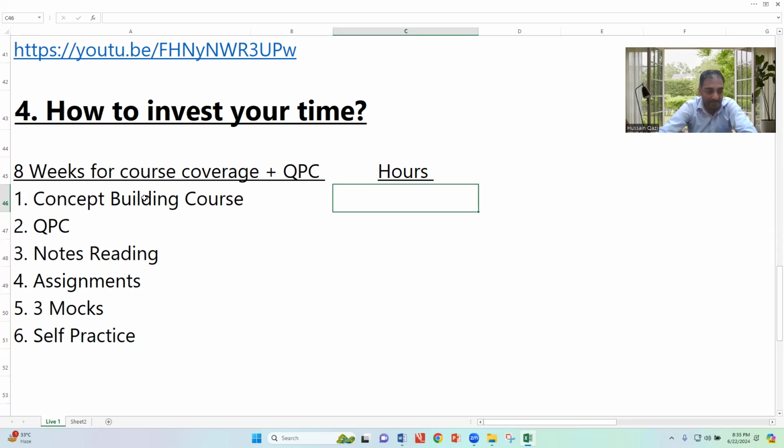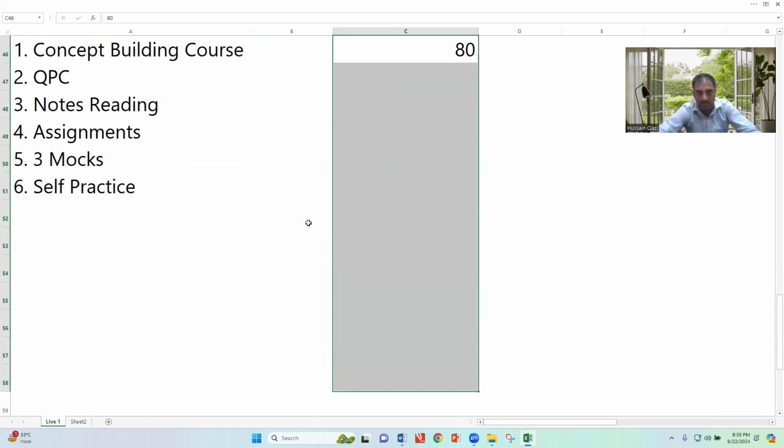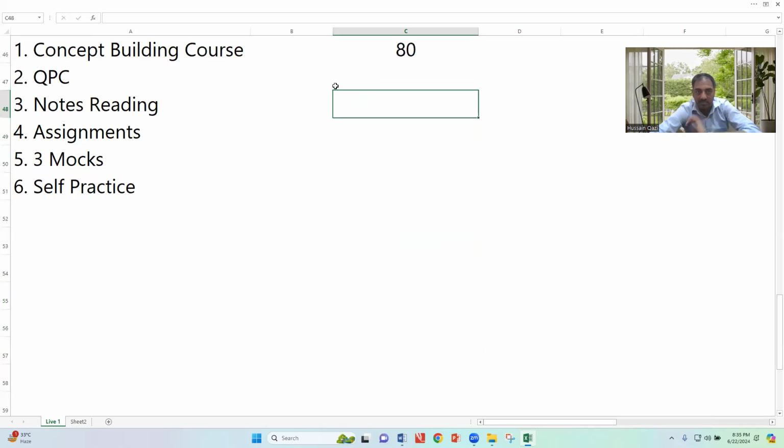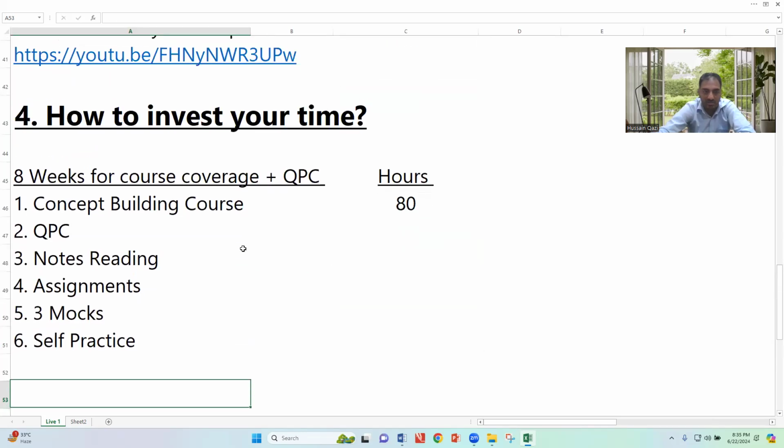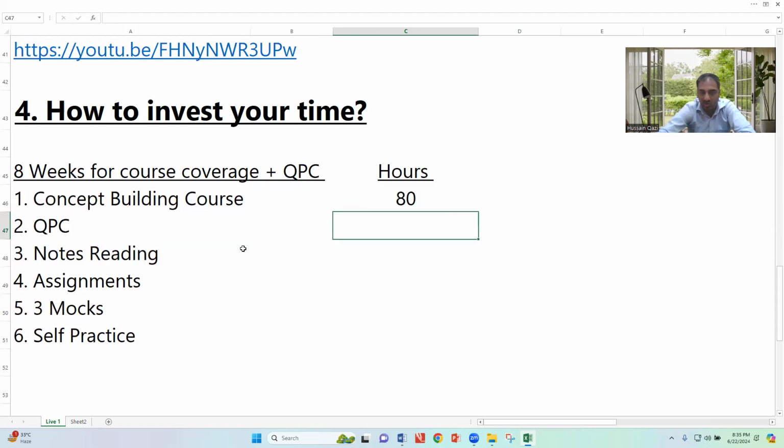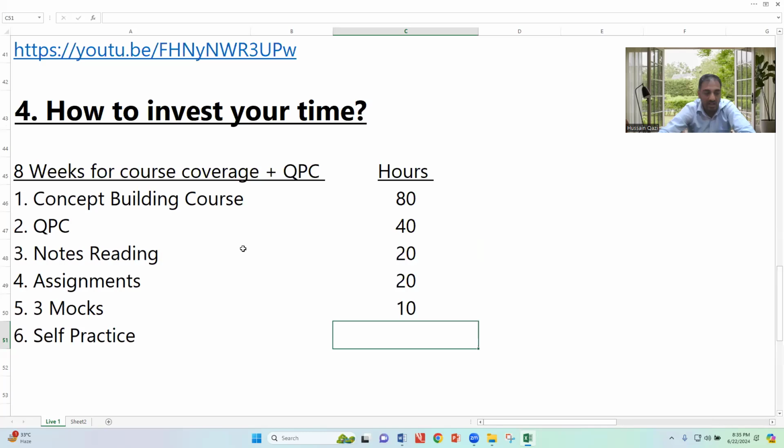For example, for concept building, you need to invest 80 hours. And of course, this is approximately 80 hours. For question practice course, you need to invest 40 hours. For notes reading, 20 hours. For assignment submission, 15 hours. For three mocks, assignment 20 hours. For three mocks, you need to invest 10 hours. For self-practice, you need to invest 40 hours.